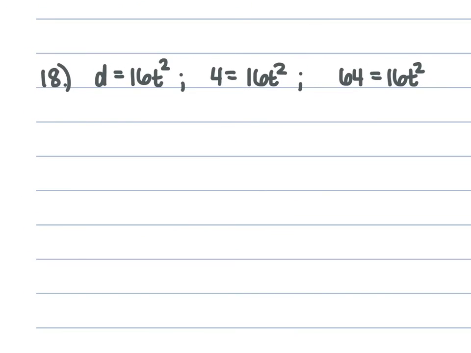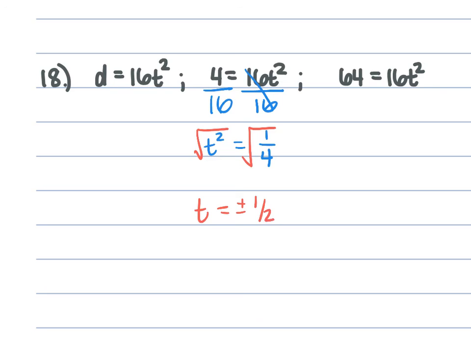So for the first one, 4 is equal to 16t squared, we're going to divide each side by the 16. We get t squared is equal to 1 over 4. We take the square root of both sides. We get that t is equal to plus or minus 1/2. Now, again, you're dealing with distances here, so you're only taking the positive. So t for this one is 1/2.